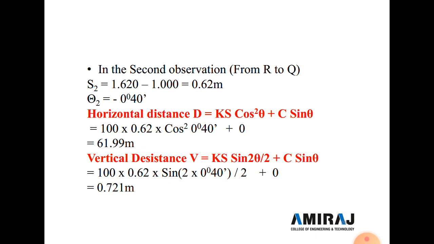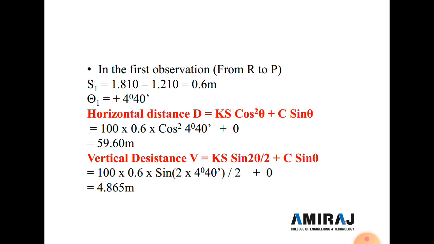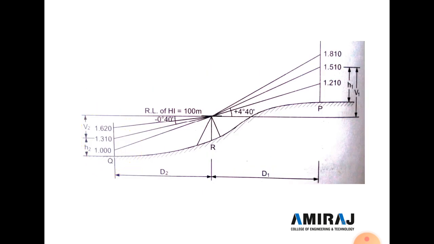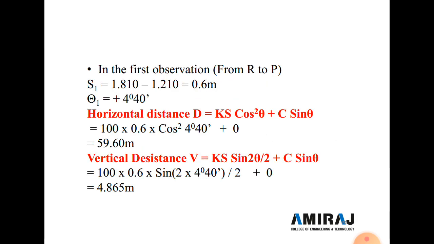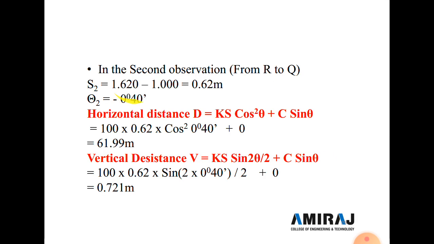Similarly, in the second observation R to Q, S2 is 1.620 minus 1, which is 0.62 meter. Theta 2 is minus 0 degrees 40 minutes. So the horizontal distance D is equal to ks cos square theta plus c sin theta, where k is 100, s is 0.62, theta is minus 0 degrees 40 minutes, and c is 0. So the horizontal distance D2 is 61.99 meter.